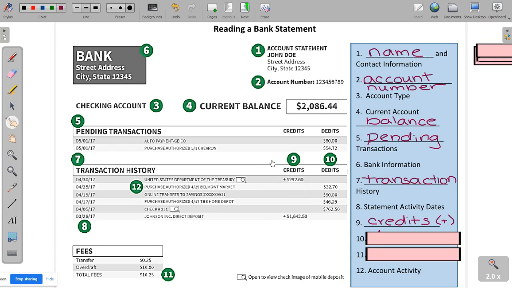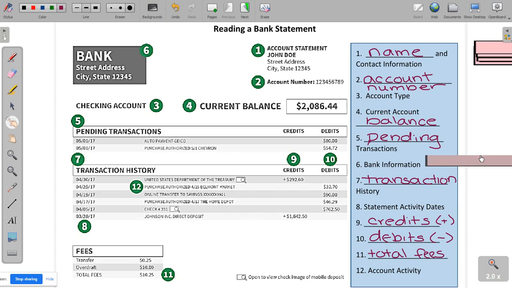Right here within your transaction history is going to be your credits, so money that is added to your account. So if you deposit a check, your paycheck, if you got reimbursement, or I guess a return. And then debits is going to be the amount that is subtracted out. So bills, checks, purchases.